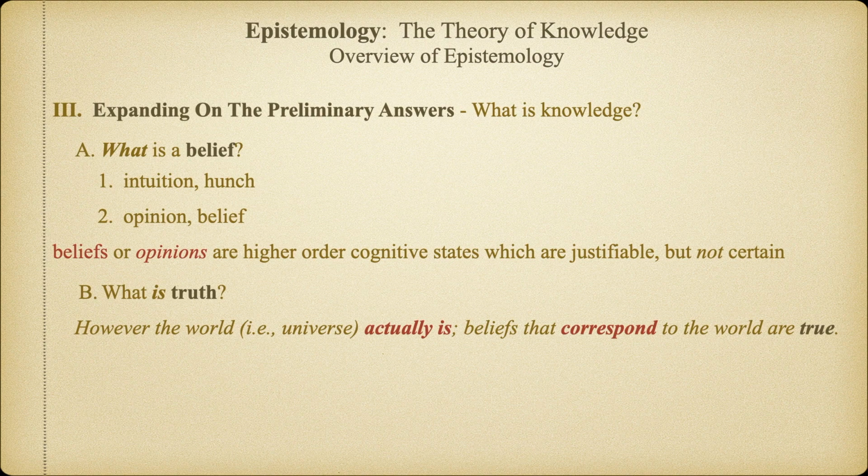Not what you think it is, not what you want it to be, but what it actually turns out to be. Our beliefs are true just in case they match how the universe is, and they're false if they fail to match the world. Now, you're probably wondering how we're supposed to know if our beliefs match how the world is, and that's our third criterion of knowledge.